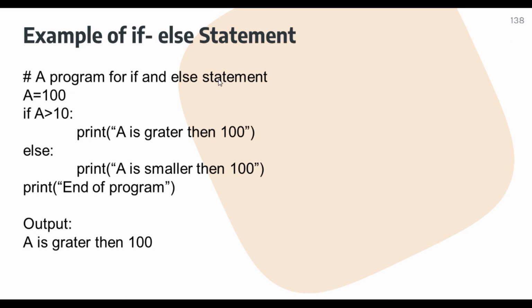Here is a program of an if else statement. Here a equals 100, and I have given the test condition: if a is bigger than 100, then it will print that a is greater than 100. Otherwise the control passes to the else part, and after that it will give you the message smaller than 100, and end of program. Here in this particular condition, a is greater than 100, okay, definitely.